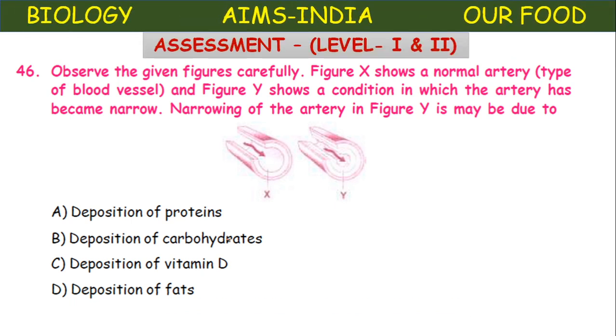Observe the figure carefully. Figure X shows a normal artery type of blood vessel, and figure Y shows a condition in which the artery has become narrow. Narrowing of the artery in figure Y may be due to deposition of proteins, carbohydrates, vitamin D, or fats. It is cholesterol which forms this condition in hypertension, high BP. Okay, deposition of fats.